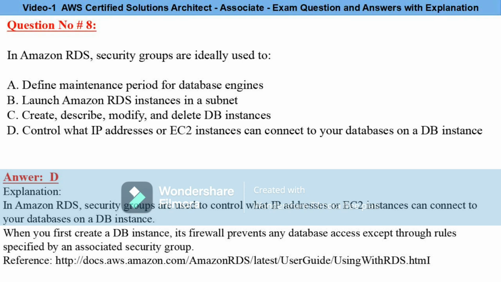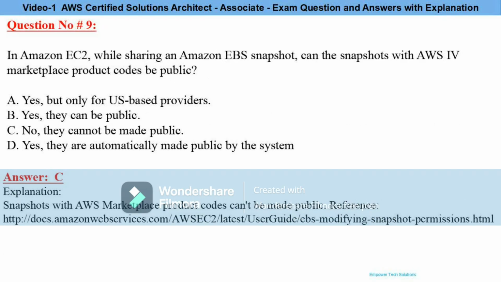In Amazon RDS, security groups are ideally used to... The answer is D. Control what IP addresses or EC2 instances can connect to your databases on DB instances. The explanation is that in Amazon RDS, security groups are used to control what IP addresses or EC2 instances can connect to your database on DB instances. So let's move to question number 9.